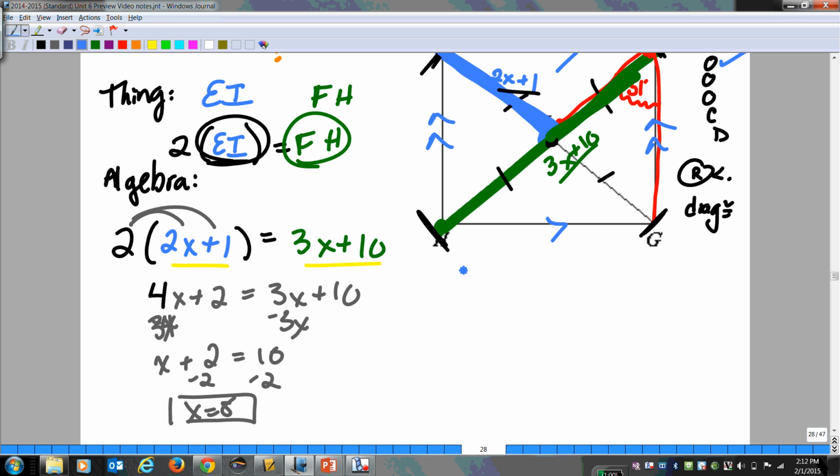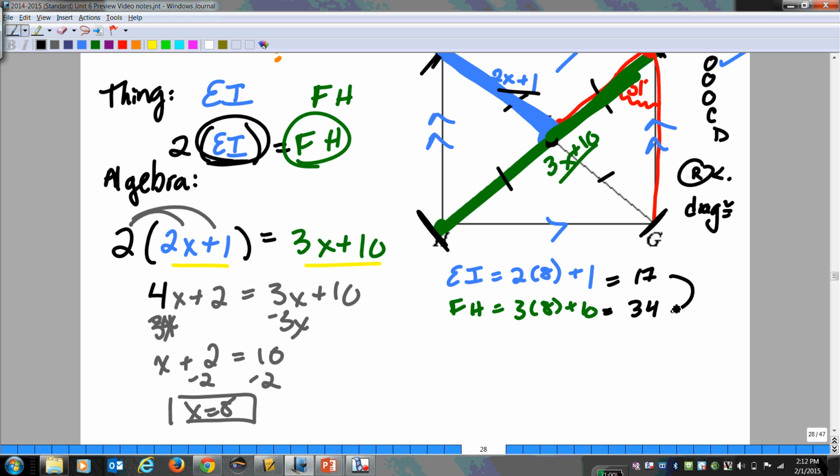Now, there's a super easy way to test this. We actually just plug it in. EI is going to be 2 times 8 plus 1. And FH is going to be 3 times 8 plus 10. Let's see if they have the correct relationship. 2 times 8 is 16 plus 1, that's 17. 3 times 8 is 24 plus 10, that's 34. Do 2 of these fit in one of those? And the answer is yes.